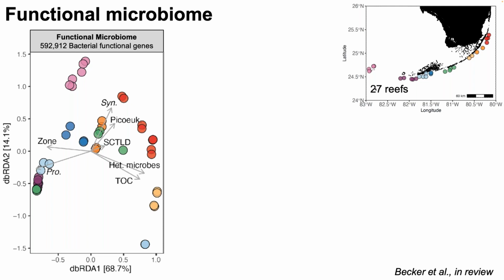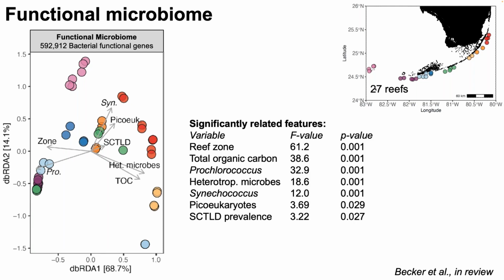When we overlay the other features that we measured on the reef, there were also a number significantly related, though fewer than with the taxonomic microbiome, but some of the same major players. Reef zone was again the strongest parameter. Then total organic carbon, Prochlorococcus, heterotrophic microbes, Synechococcus, pico-eukaryotes, and then disease prevalence.